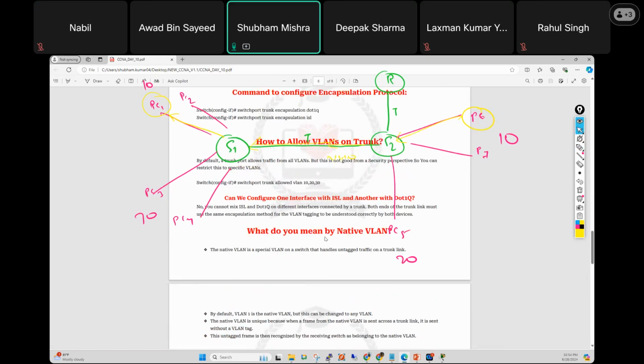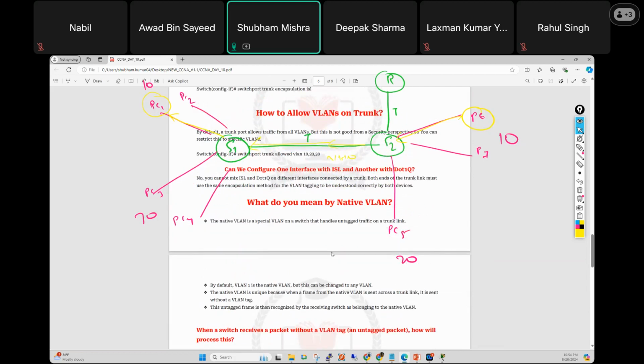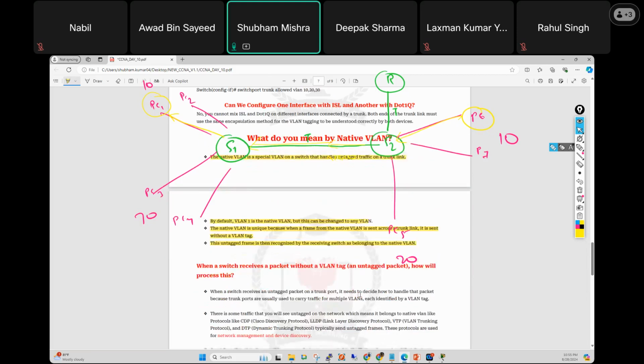I have written some points here about the native VLAN. Please read it. The native VLAN is a special VLAN on a switch that handles untagged traffic on the trunk link. By default, VLAN 1 is called the native VLAN. The native VLAN is unique because when a frame from the native VLAN is sent across the trunk link, it is sent without the VLAN tag. It means this is untagged. This untagged frame is then recognized by the receiving switch as belonging to the native VLAN.